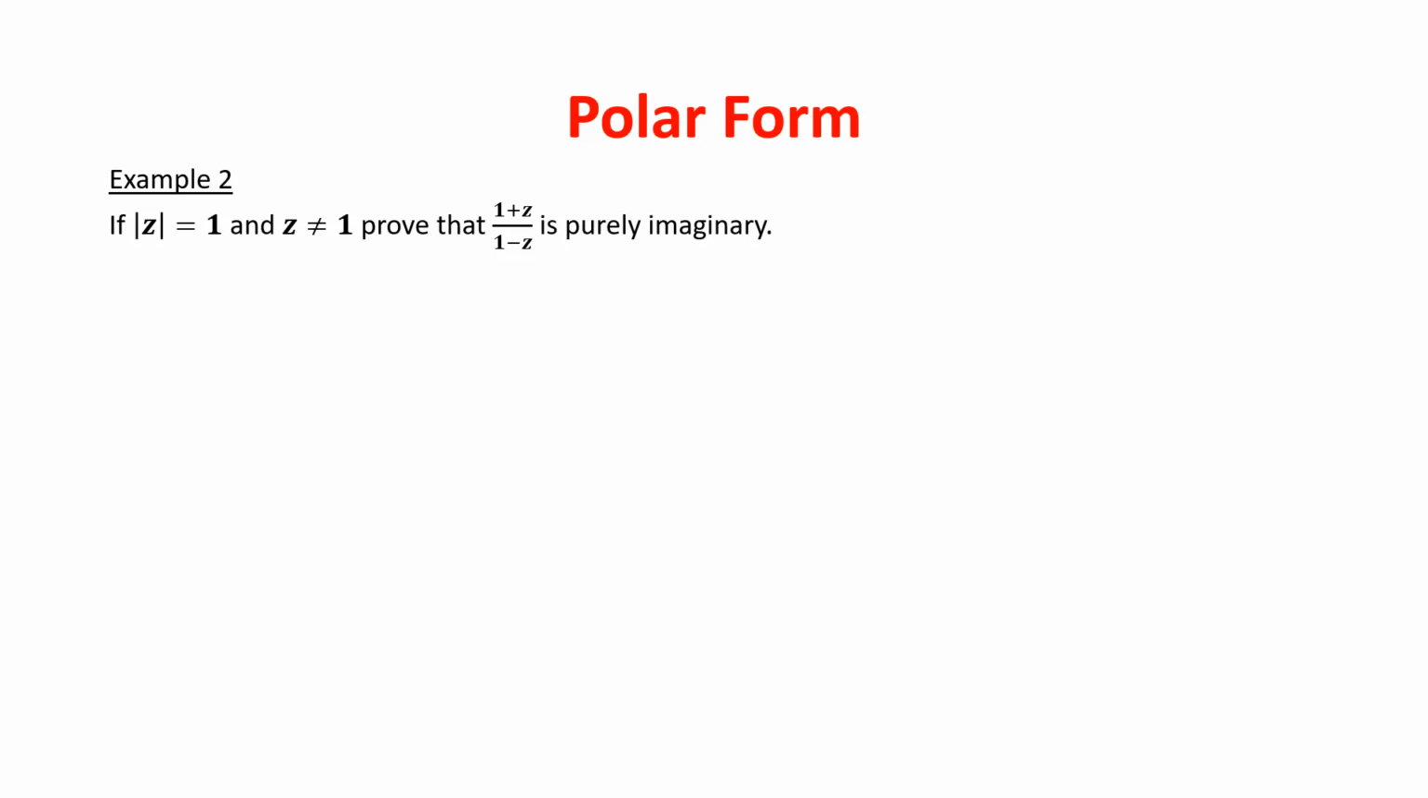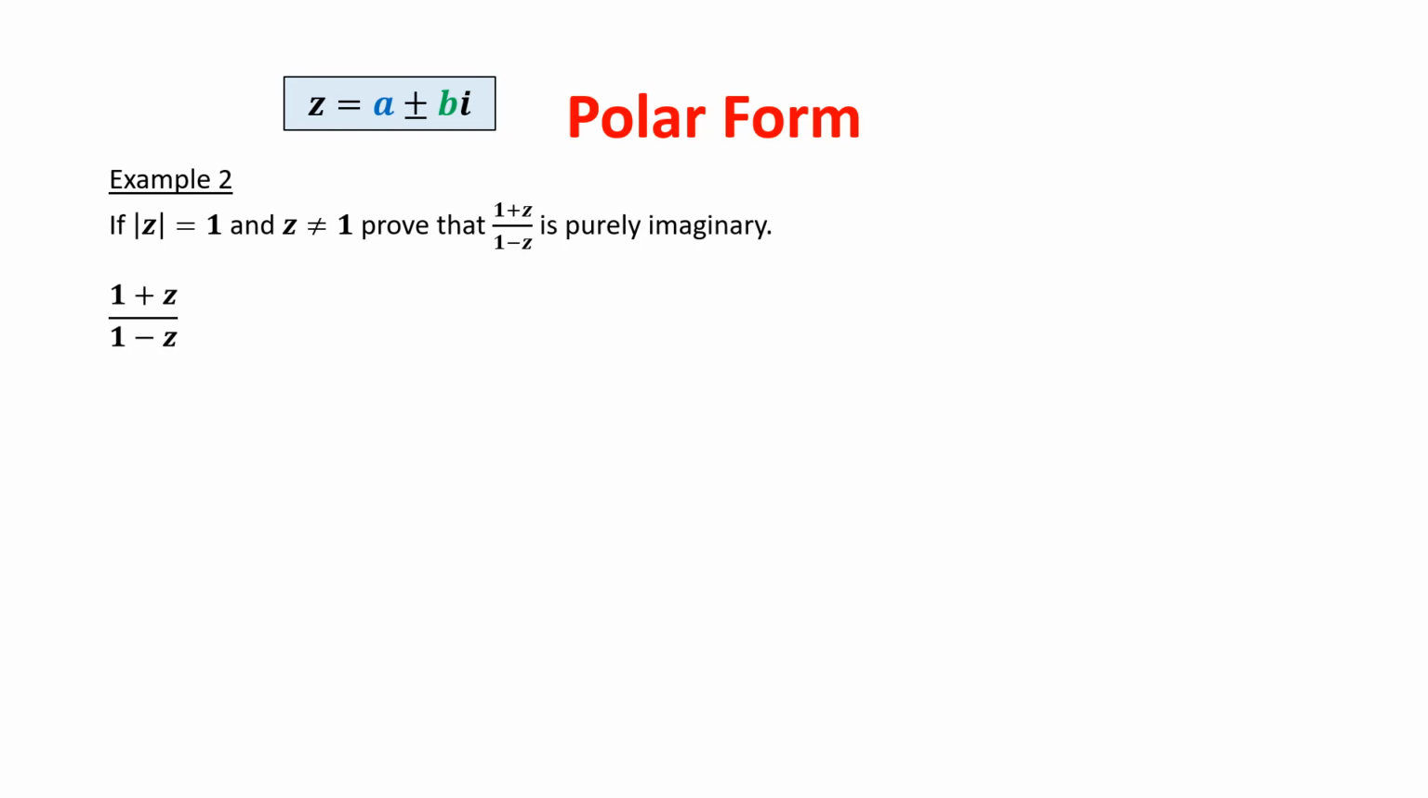All right, example 2 is a real tricky one. If the modulus of z is equal to 1 and z is not equal to 1, prove that 1 plus z divided by 1 minus z is purely imaginary. Now we know z is just a complex number. I just want to quickly point out why they say z is not equal to 1: on the bottom here, if z was 1, we'd have 1 minus 1, which is 0, and it wouldn't work because we can't divide by 0. So that's why they tell us that.